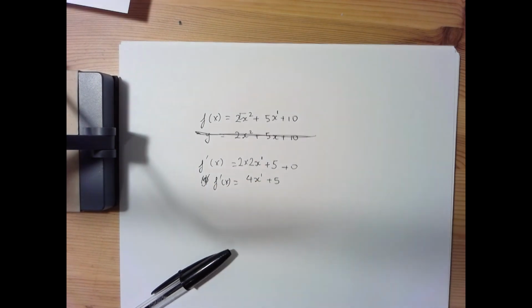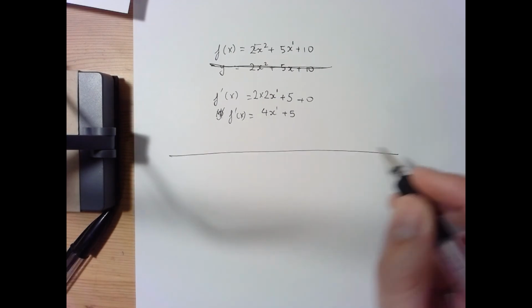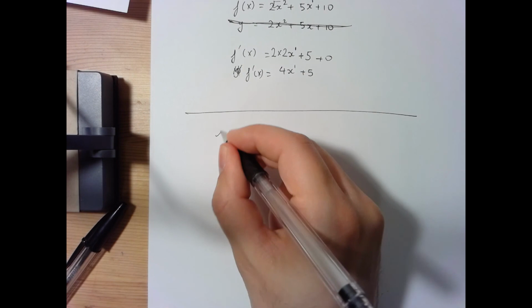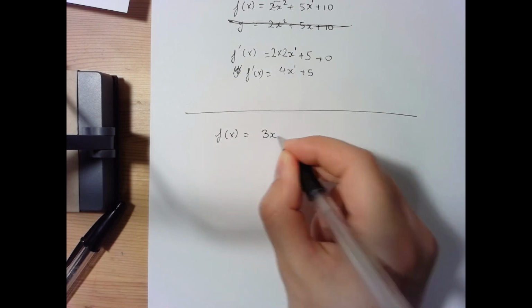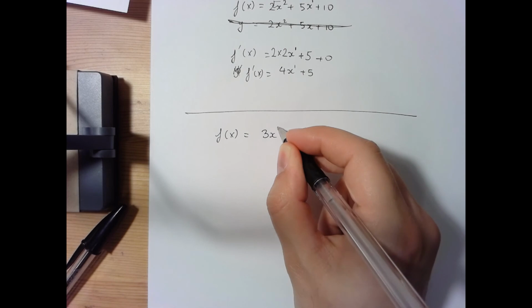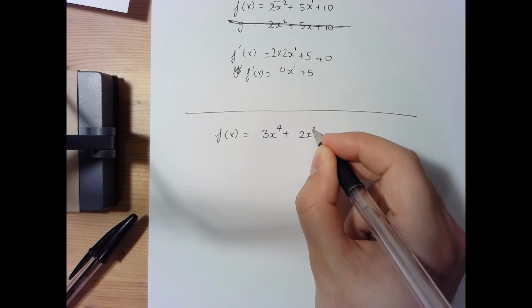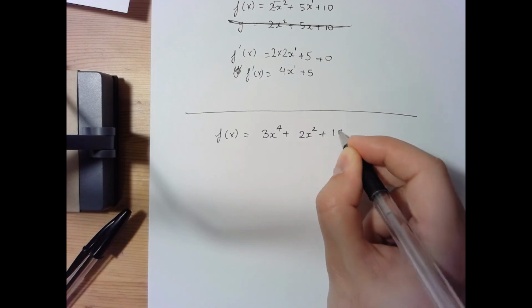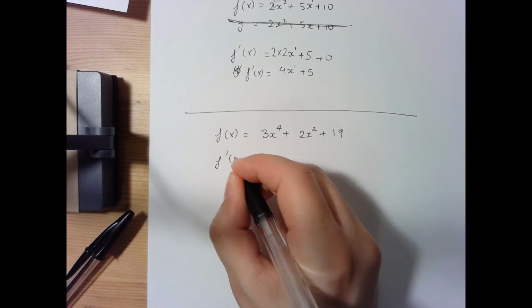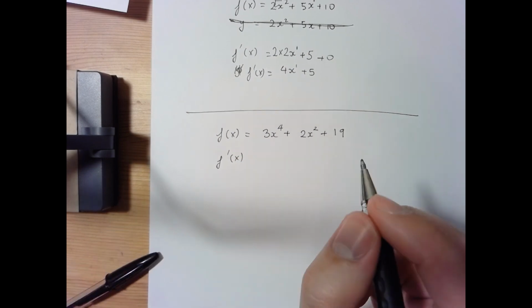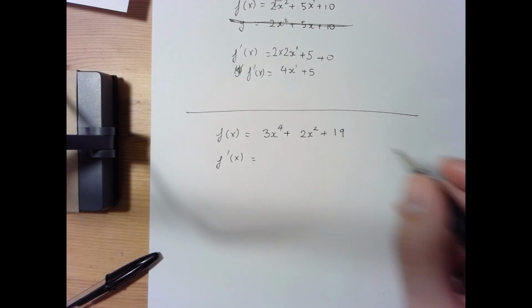So let me show you another example to make this clear. So let's do example f of x is equal to 3x to the power of 4 plus 2x squared plus 19. Okay, so our first derivative of f of x is equal to the following.